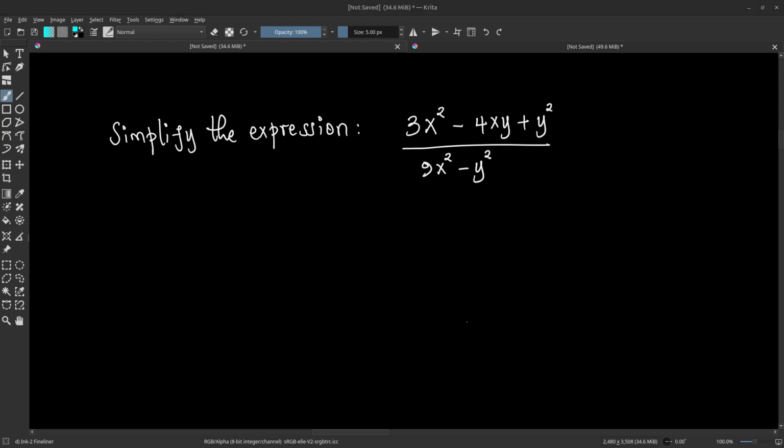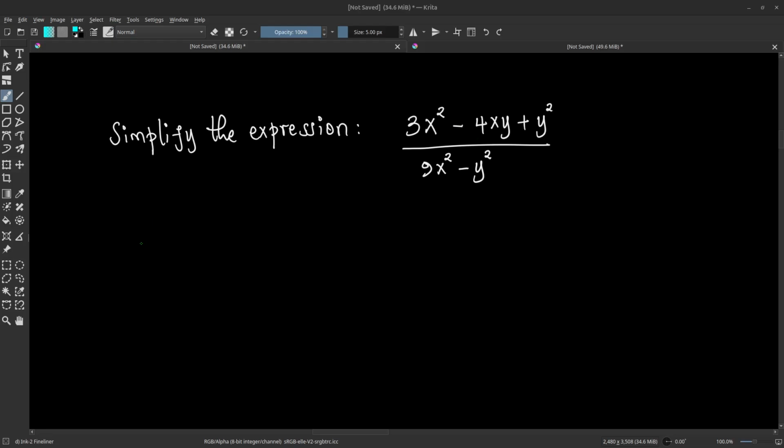Hello, in this question, we are asked to simplify the expression where the numerator is 3x² − 4xy + y² and the denominator is 9x² − y². Of course, the first thing to notice is that both the numerator and the denominator are quadratic expressions. So let's start by simplifying the numerator.